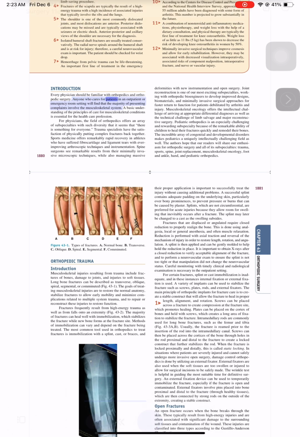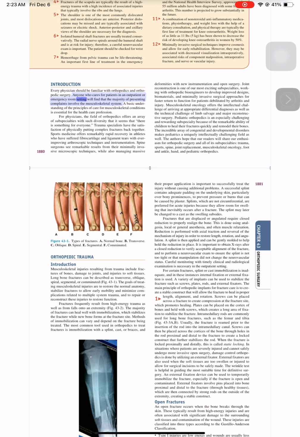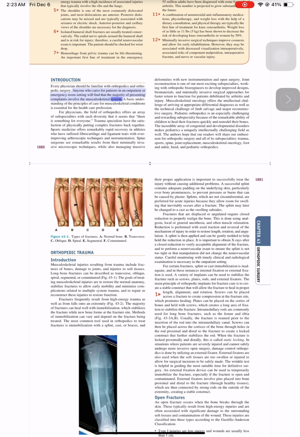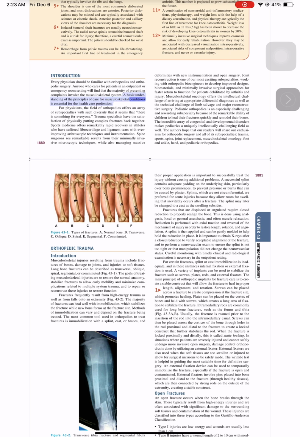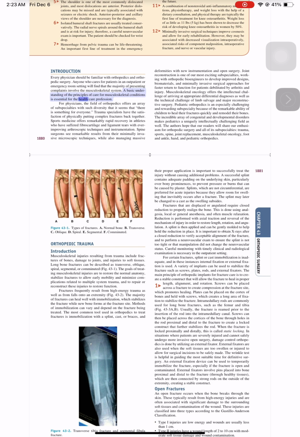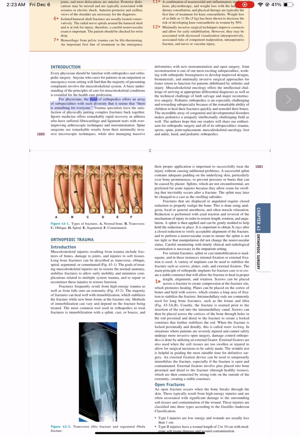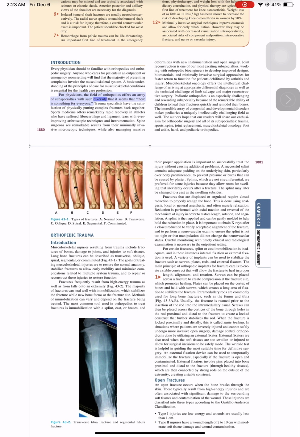Orthopedic surgery. Anyone who cares for patients in an outpatient or emergency room setting will find that the majority of presenting complaints involve the musculoskeletal system. A basic understanding of the principles of care for musculoskeletal conditions is essential for the healthcare profession. For physicians, the field of orthopedics offers an array of subspecialties with such diversity that it seems that there is something for everyone.